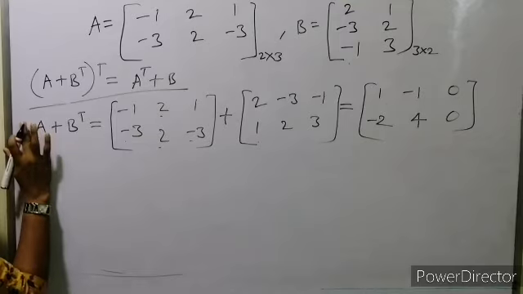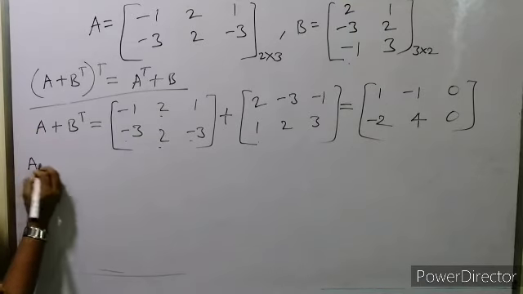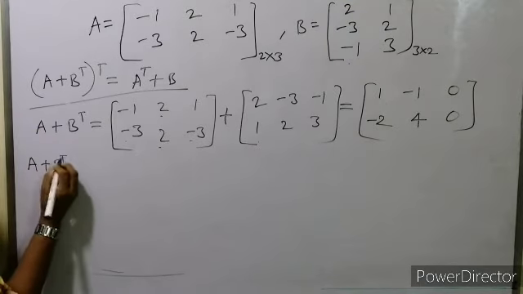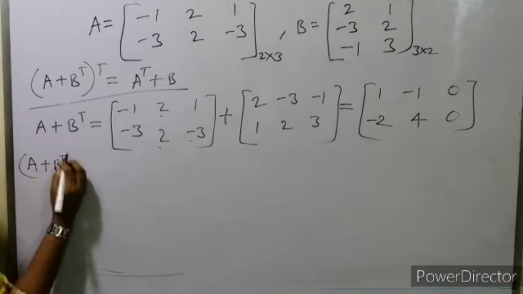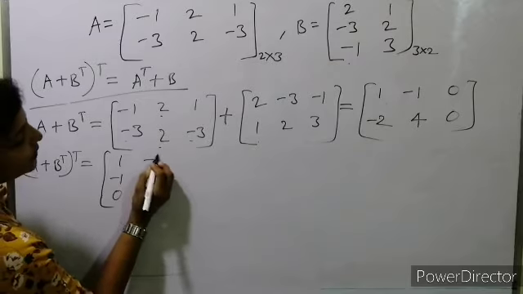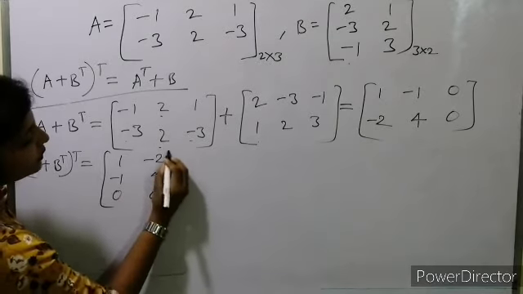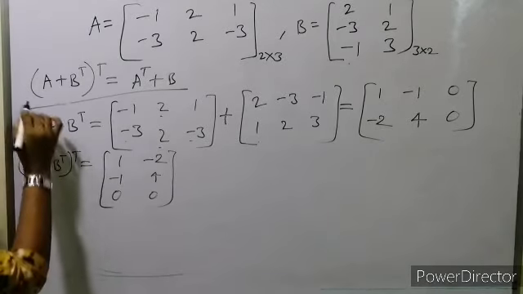Now we have to find the transpose of the whole thing, the transpose of A plus B transpose. That will be the transpose of that matrix. So what will it be? 1 minus 1 0, so 1 minus 1 0, minus 2 4 0. This is our LHS.